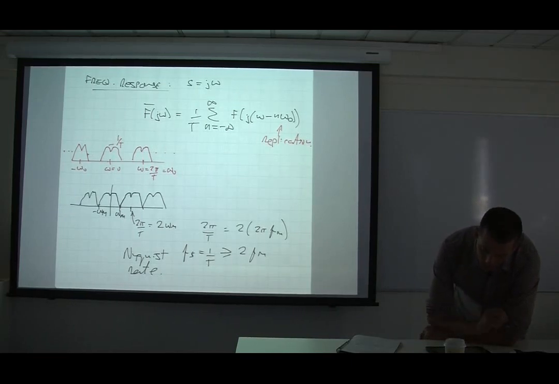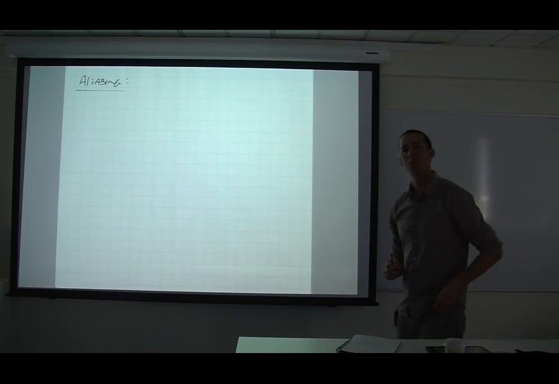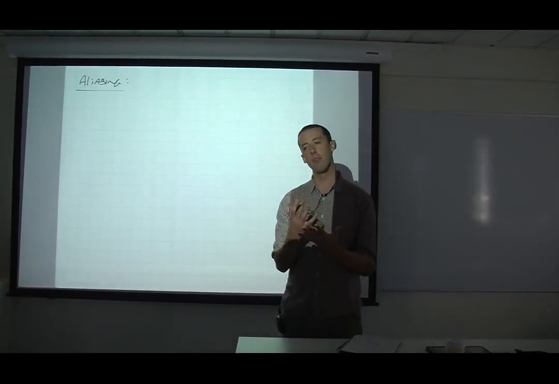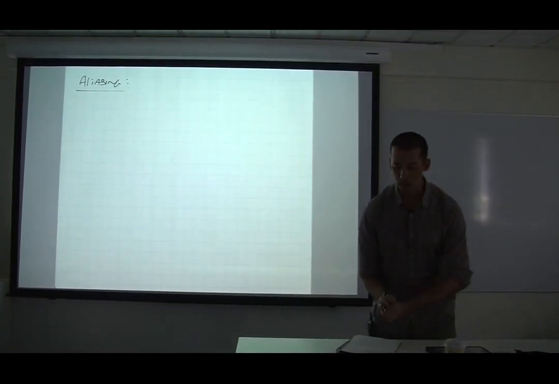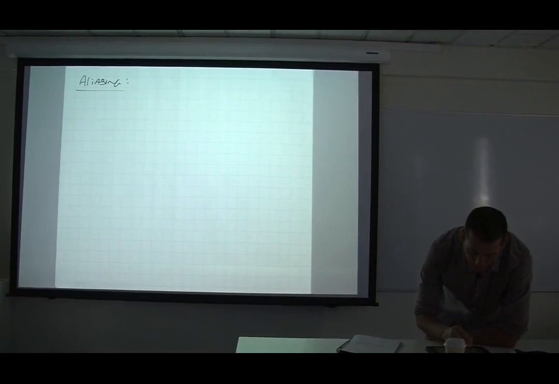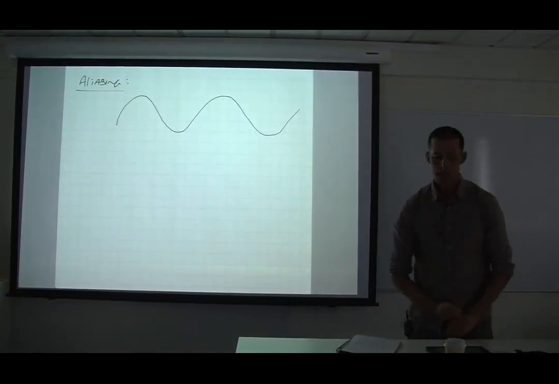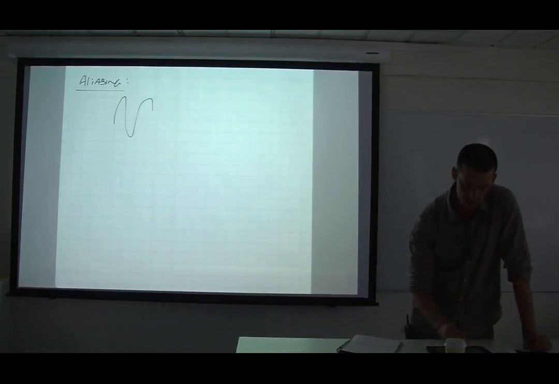Just one more point on sampling: aliasing. So what is this problem? It's a bit abstract to say I don't want the spectra to overlap and therefore I can't get the signal back. What does that actually mean? Well, here's an example where maybe I have a signal. Let's not draw that one. Let's draw this one.